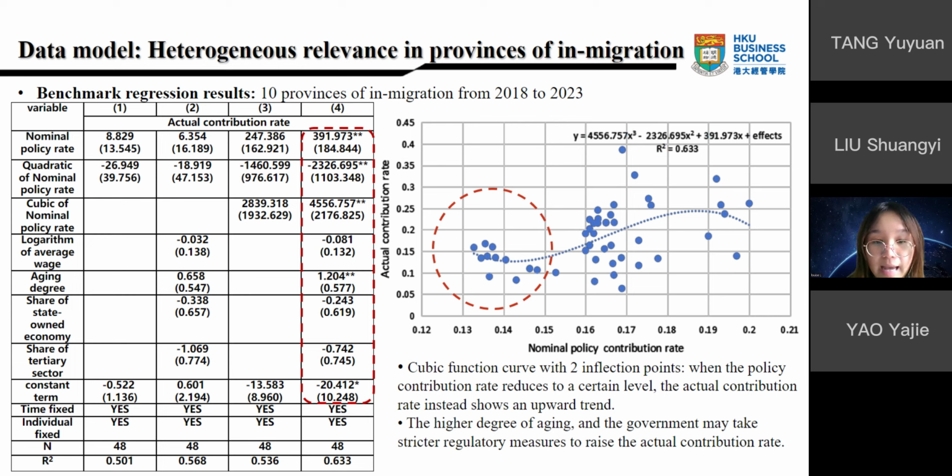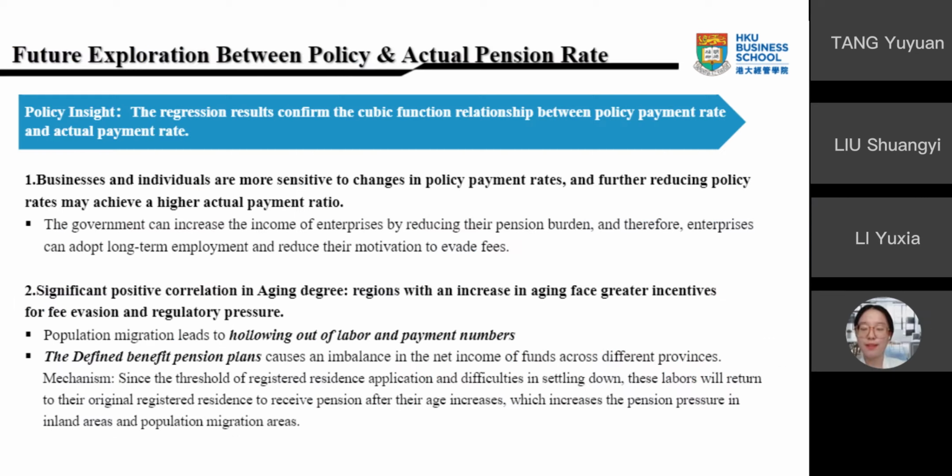From the table, we can see that the policy contribution rates and its quadratic and cubic all have a significant nonlinear relationship with the actual rates at 95%, and which can be fitted as a cubic function curve in the picture with 2 inflection points of the actual rates. So we come to a new conclusion that when the policy rates reduce to a certain level, the actual contribution rate instead shows an unexpectedly upward trend. That is interesting.